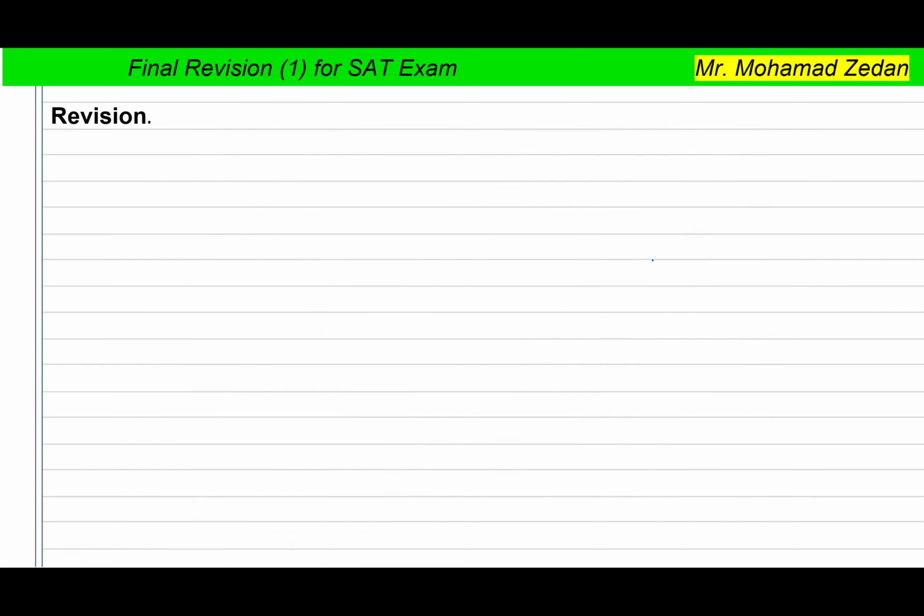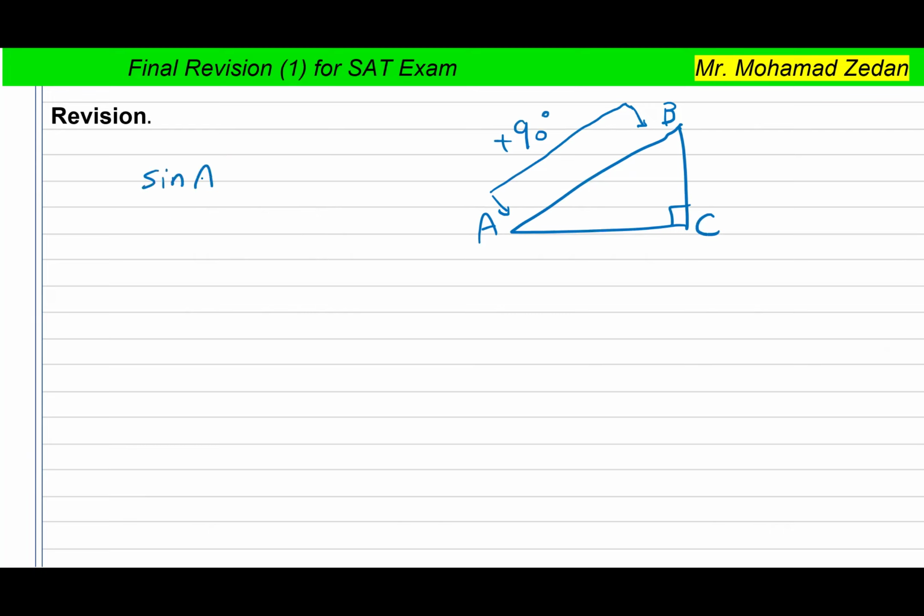Okay, one important thing you can find in the SAT exam: the right triangle. The two acute angles in the right triangle are called complementary angles. The sum of them is 90 degrees. When you add angle A and angle B, it always gives you a sum of 90 degrees, okay? This property makes sine of one of them, sine A, equal to cosine of the other one.